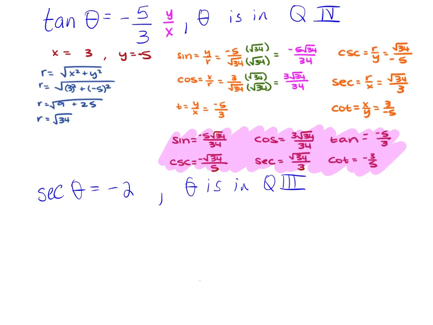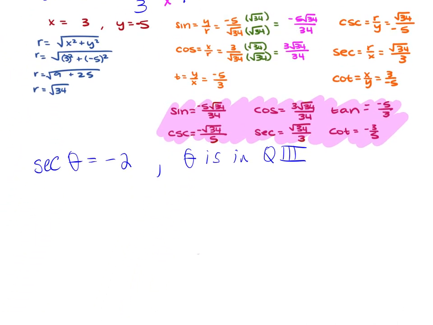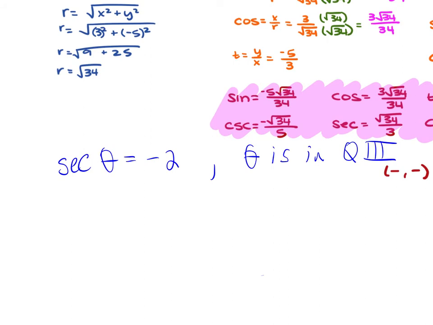For our next example, it tells us that secant of theta is equal to negative 2, and theta is in quadrant 3. If theta is in quadrant 3, our ordered pair is negative, negative. Secant is the same thing as saying r over x. This negative 2 is over 1. Do we know what goes with the negative? Well, yes, because we're dealing with r. R is never negative, so x is automatically the negative 1.